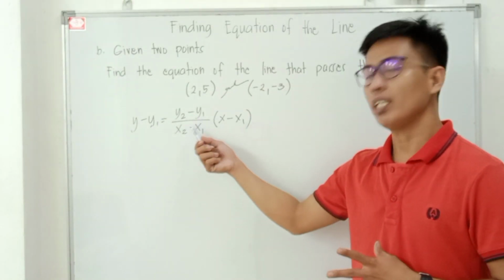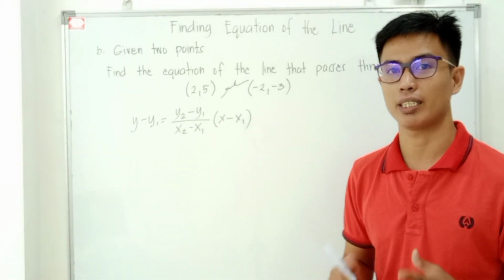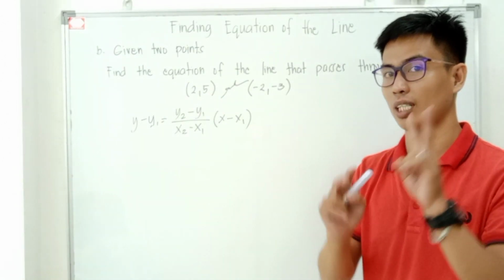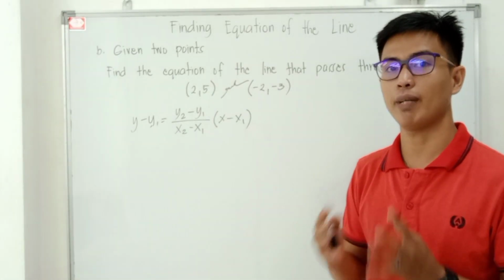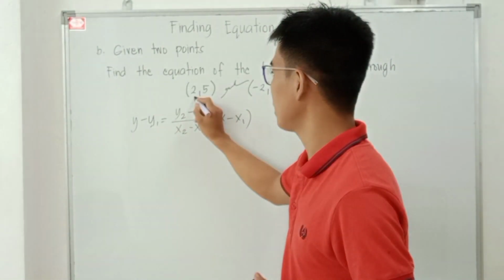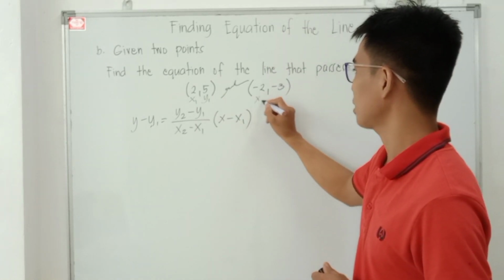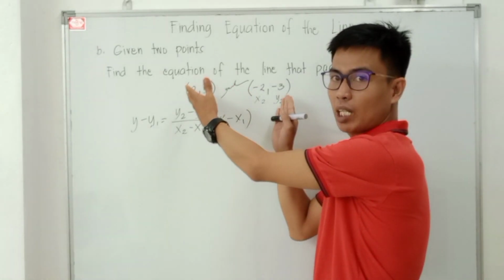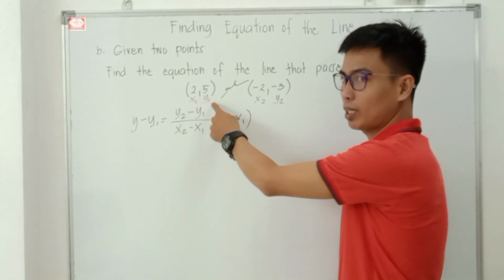So, in determining the equation of the line, given 2 points, what you are going to do is to label the points with x sub 1, y sub 1, x sub 2, and y sub 2. Since dalawa lang naman yung points natin. So, for (2, 5) and (-2, -3), ililabel natin sila. Let us label this as x sub 1, this is y sub 1, x sub 2, and y sub 2. So, okay lang po na magkabaliktad sila. Pwedeng ito yung maging x sub 1 at y sub 1, ito rin yung x sub 2 and y sub 2. Okay lang yan.